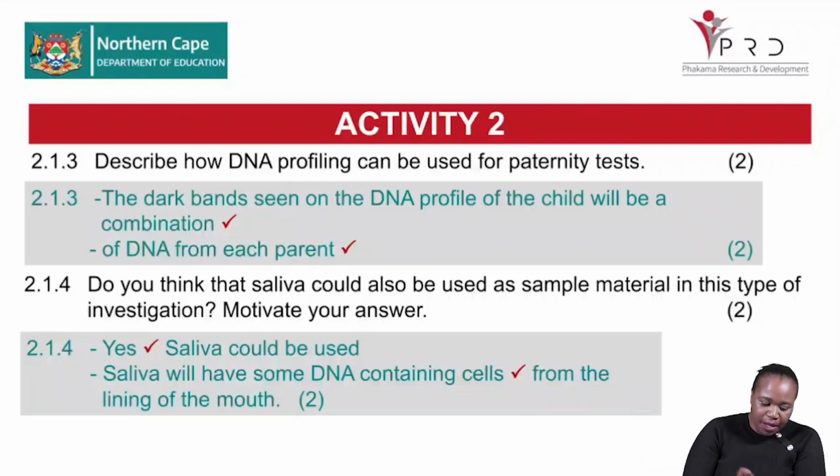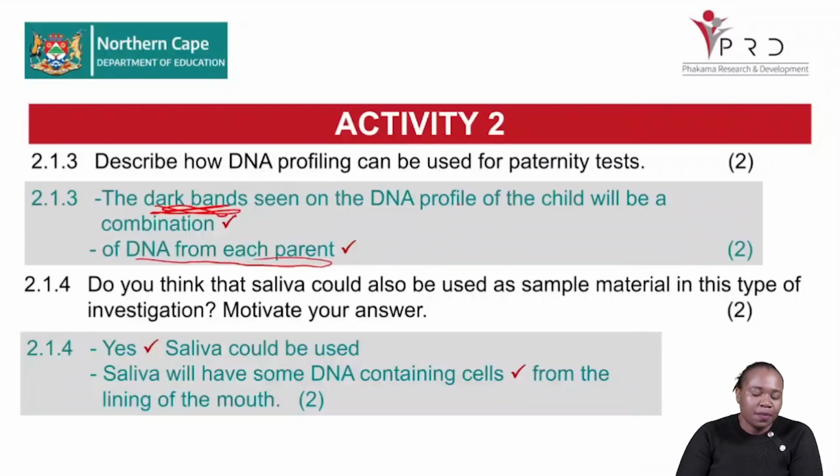So here, remember, for paternity testing, the dark bands that are seen on the DNA profile of the child is a combination of the father and the mother. It means that the dark bands of the child's DNA profile must match those of the parents.